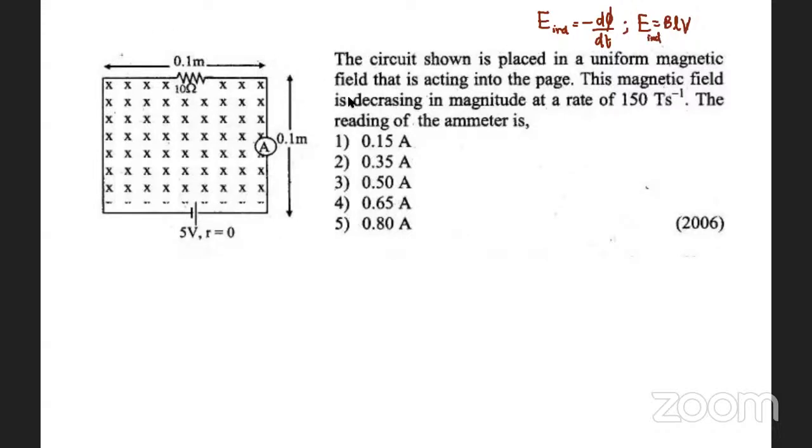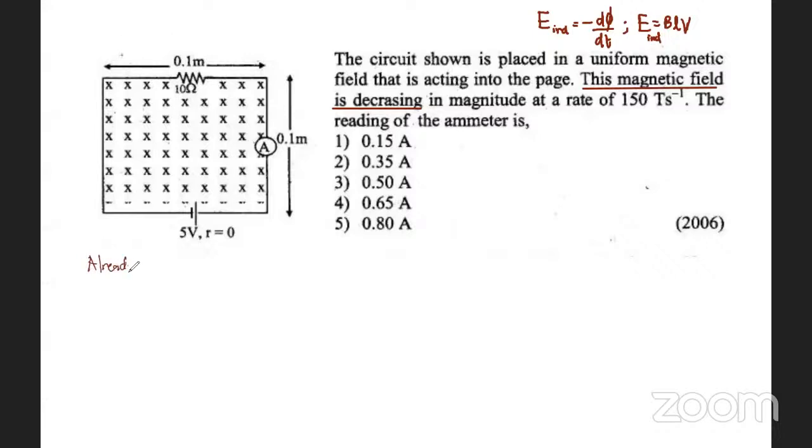2006. The circuit shown is placed in a uniform magnetic field that is acting into the page. This magnetic field is decreasing in magnitude at a rate of 150 Tesla per second. Now, key fact: this magnetic field is decreasing. So the already existing magnetic field decreases. Now we are applying Lenz's law to this scenario.